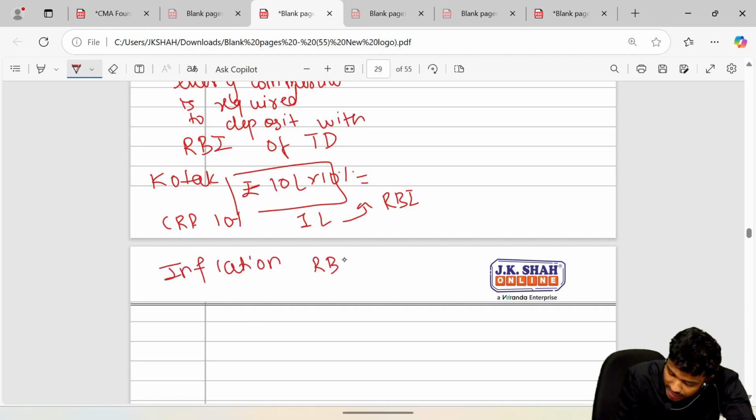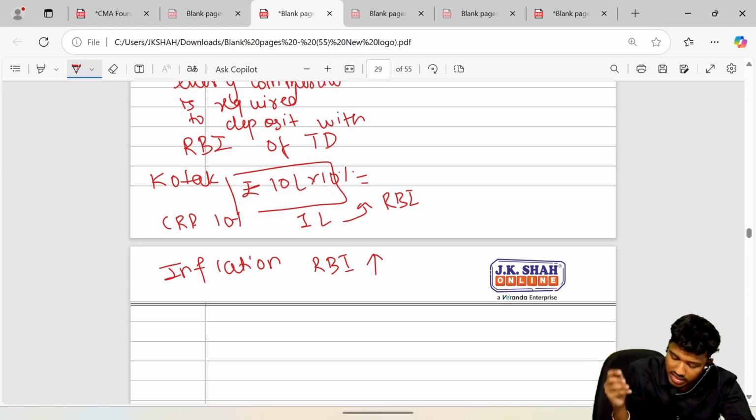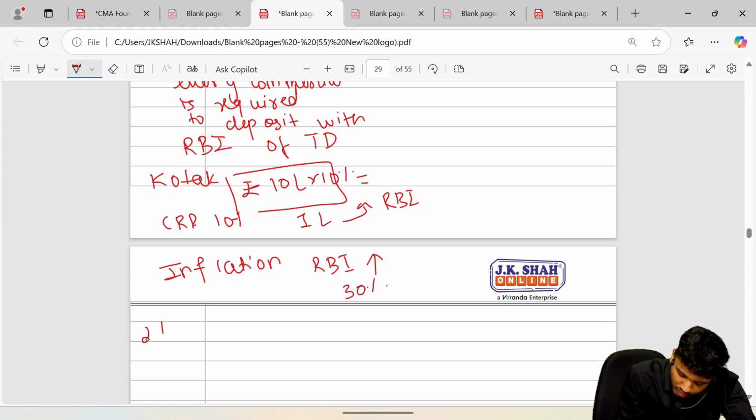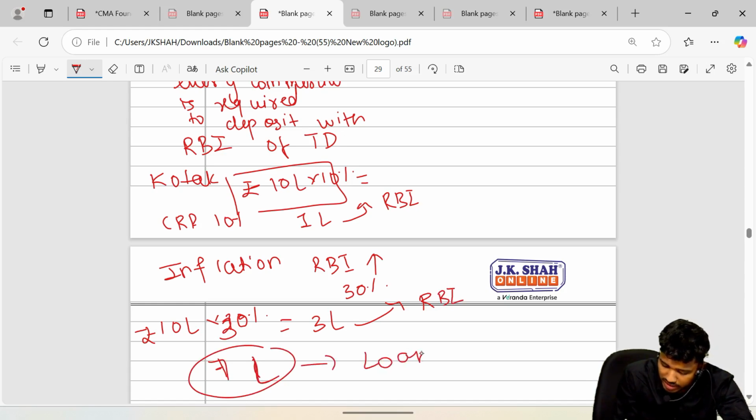Now in the case of inflation, if there is inflation, RBI will definitely increase this rate. So RBI ने increase कर दिया इसको 30% कर दिया. Now of rupees 10 lakh he will have to give 30%, that is 3 lakh will be given to RBI. Now out of 10, 3 lakh is being given, so only 7 lakh rupees ka loan can be given into the market that way.